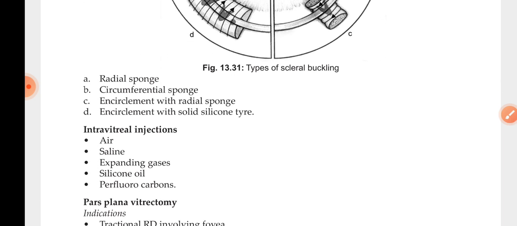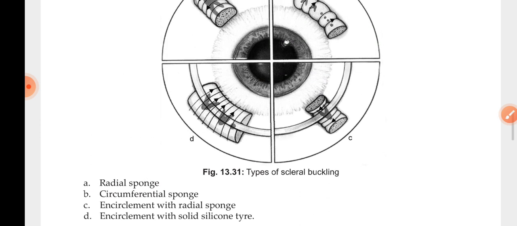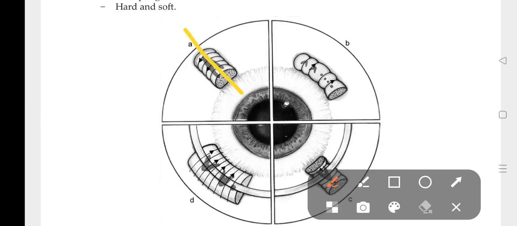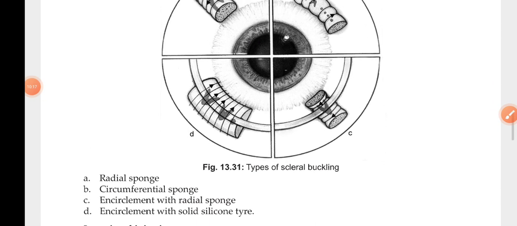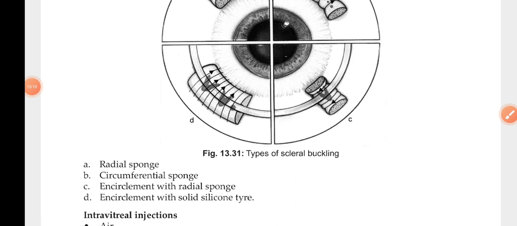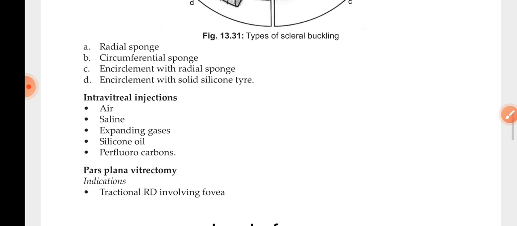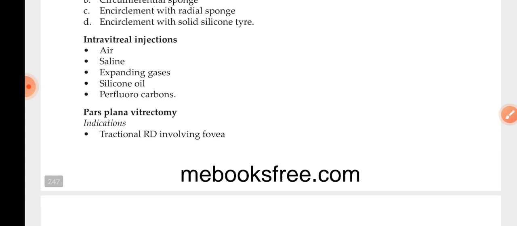Radial sponge, circumferential sponge, A, B, C, D. First is radial; it is kept radially like this. Next is circumferential, meaning it is kept circumferentially, and encircling with a radial sponge, and encirclement with a solid silicone tire. Intravitreal injections of air, saline, expanding gases, silicone oil, and perfluorocarbons can be given. One thing to remember: if the person goes in an aeroplane after gas is put, there will be a difference because the pressure will be different between the atmosphere and the aeroplane. That's why. Pars plana vitrectomy.